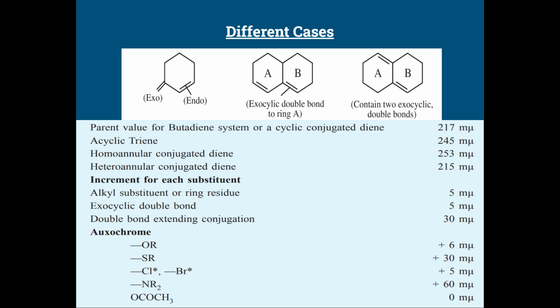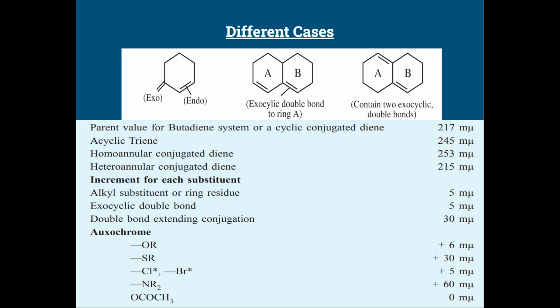Now there are several values given in this chart. The parent value for the butadiene system is 217. For homoannular it is 253, for heteroannular it is 215. For exocyclic, again, you should know how to locate it, and if it is there, then for each exocyclic bond you should add 5 in the calculations.